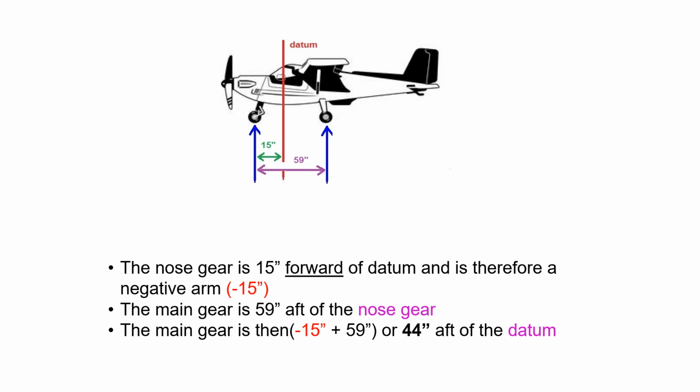How would this work if the datum lay between the 2 weighing points? In this example, we have the nose gear 15 inches forward of the datum, and the main gear lies 59 inches aft of the nose gear. Remember that since the nose gear is forward of the datum, its value is negative. Add the distance from the datum to the nose gear to the distance from the main gear to the nose gear. A negative 15 inches plus 59 inches equals 44 inches, which is where the main gear lies in reference to the datum.